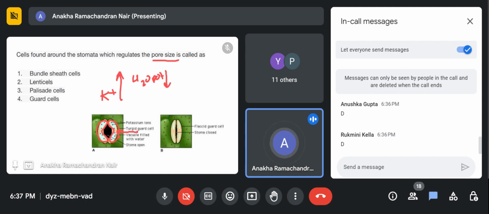And when the stomata has to be closed, the potassium ions in the guard cells go down, and the water potential increases. So the water H2O potential increases, so the water moves out from the guard cells to the surrounding cells. And because the guard cells shrink, the stomata also closes down. Okay. So the correct answer in this case is guard cells. So let's move on to the next question.